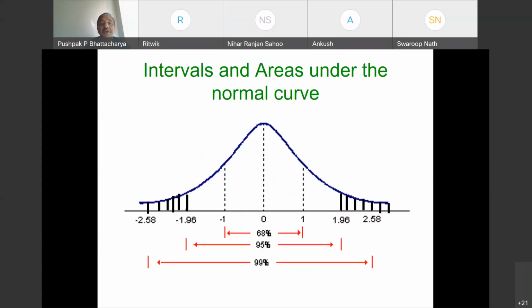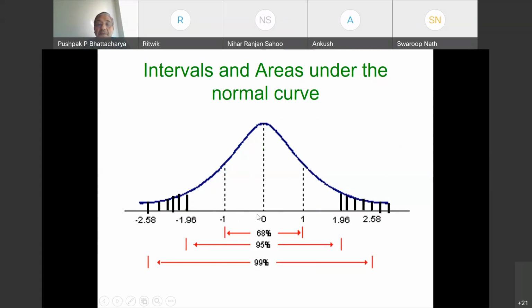So here we revise the things that we know about normal distribution. Normal distribution is a bell-shaped curve, and the total area under any continuous probability distribution is 1. You integrate from minus infinity to plus infinity, and the integral comes out to be 1.